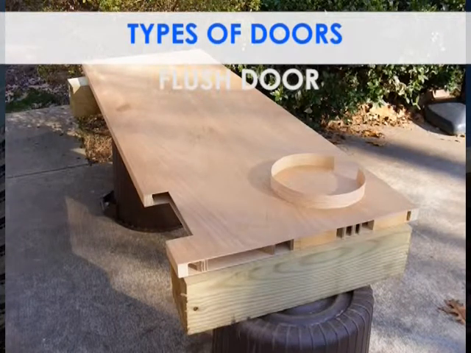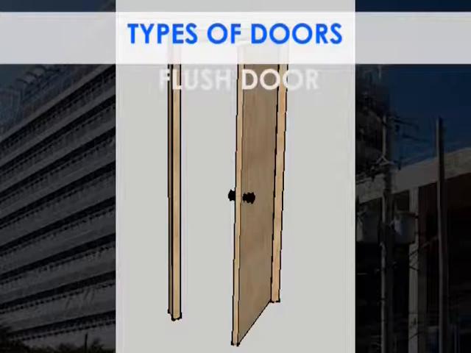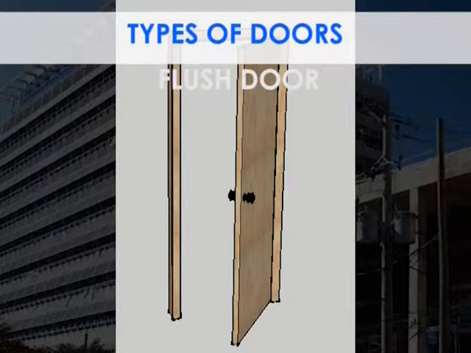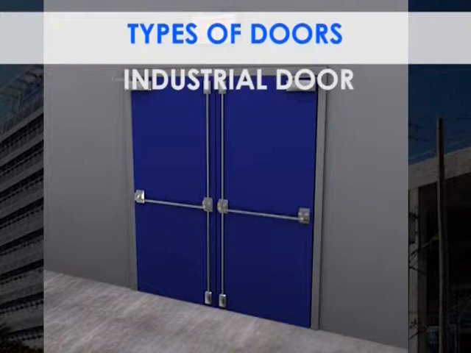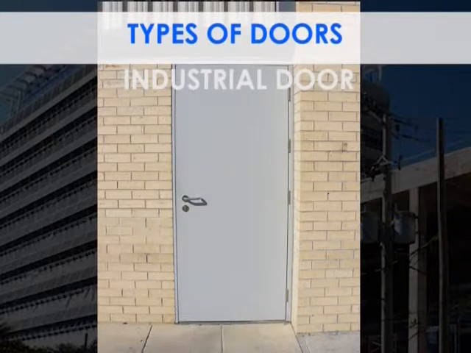Hollow core doors have a lightweight core made of various materials that are covered with layers of veneer. They are usually used as interior doors and are less expensive to produce. Industrial doors. These doors are usually classified by their method of operation and construction. There is a very wide range of doors available, and the choice should be based on the following considerations.